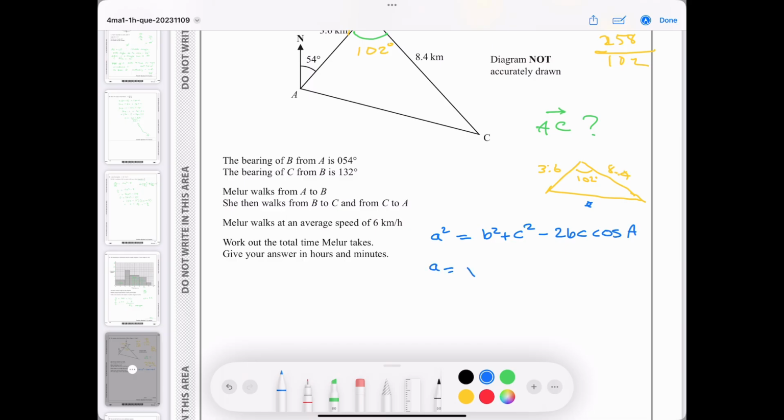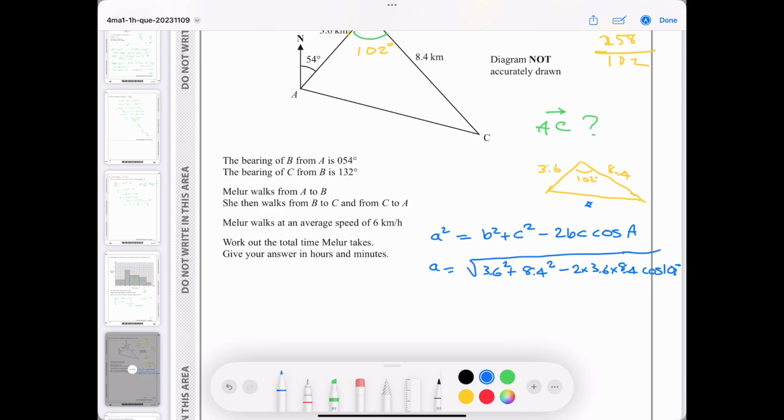Now all we need to do is fill in all those things. In fact, we could do a equals the square root of b squared, let's call that 3.6, plus c squared, which is 8.4 squared, minus 2 times 3.6 times 8.4 times cos of 102. And that is how we do it.